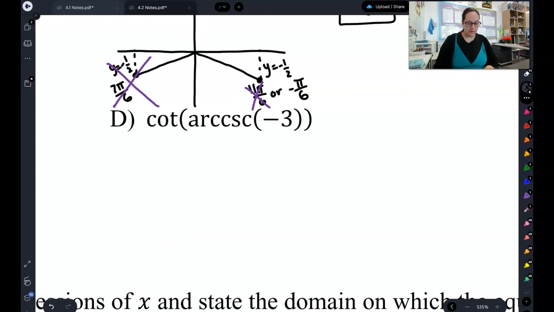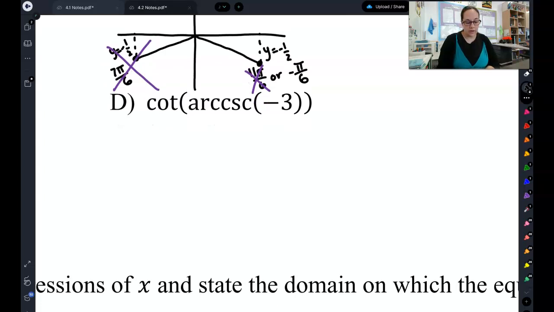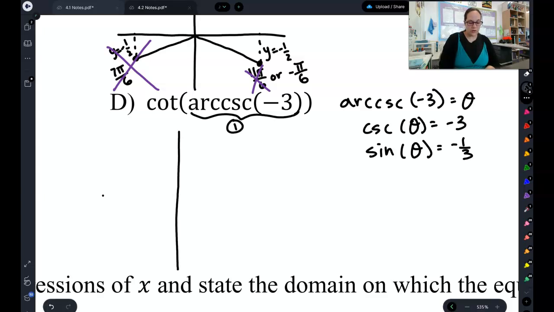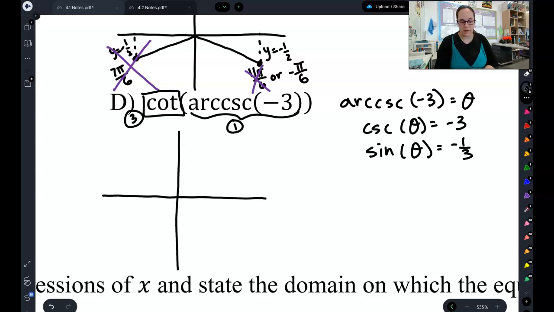Okay, last one for this video. Let's try one where we build a triangle. So same 3 steps as before. Use the inside to build your triangle. Use that to build where your triangle is. Step 2, use Pythagorean's theorem to finish your triangle. And then step 3, find the cotangent of that triangle. So pause the video, try that one out on your own, and then come back to check your work.